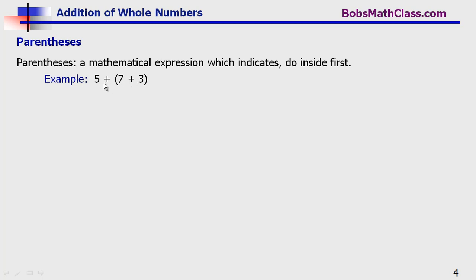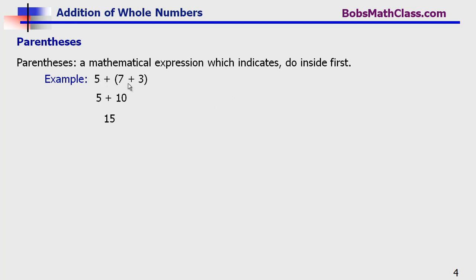So here's our problem. 5 plus, and then we have 7 plus 3 in parentheses. So we're going to do that 7 plus 3 first, which is 10. Rewrite the 5, so bring down the 5 plus 10. And then what's 5 plus 10? Yeah, 15.